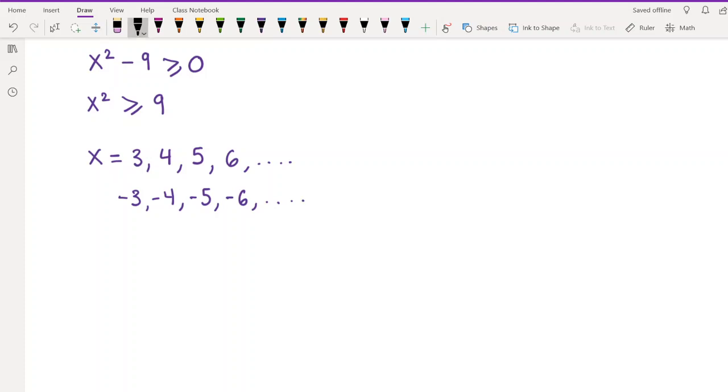So let's sketch these on a number line and use that to come up with our final answer. So we have 0, 1, 2, 3, 4, 5, negative 1, negative 2. I always run out of space. Let me do this first. Negative 3, negative 4, negative 5.